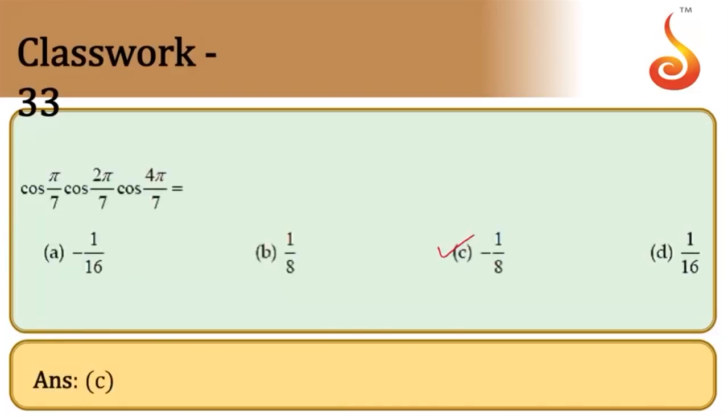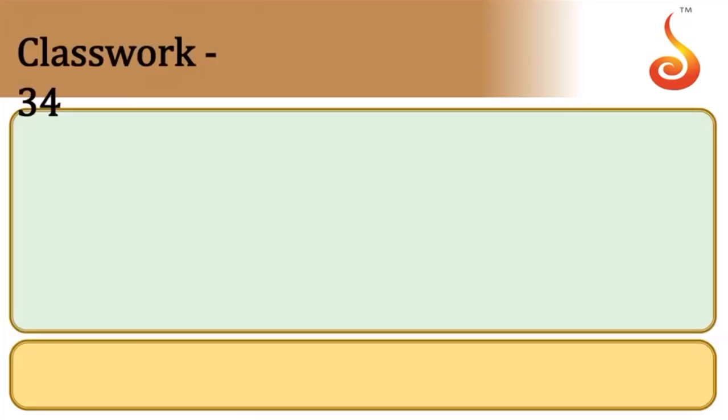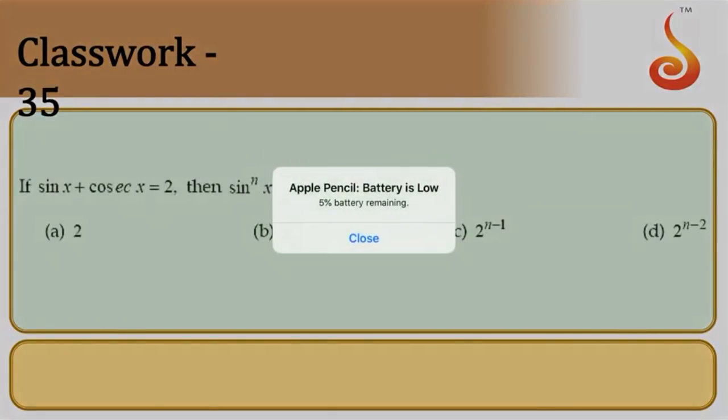So the answer is C. Let me consider the next one. This is a standard bit. Sin 2A + sin 2B + sin 2C is a formula, equal to 4 sin A sin B sin C, a direct formula. Or else we can substitute each angle as 60 degrees and verify from the options. So the answer is B.